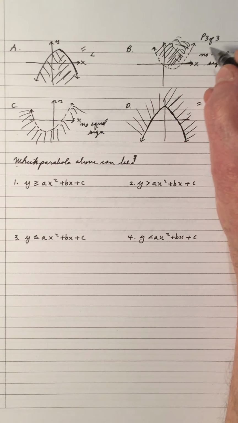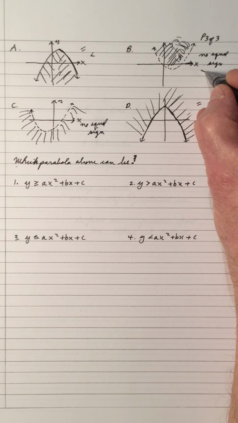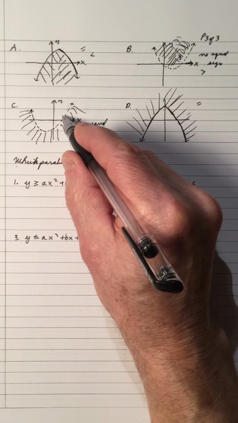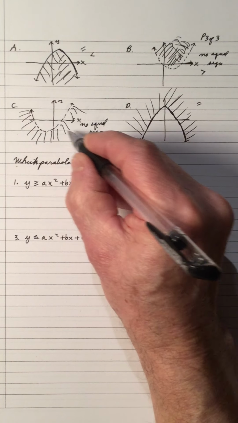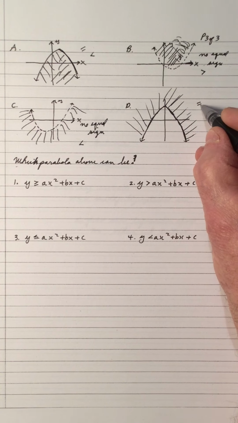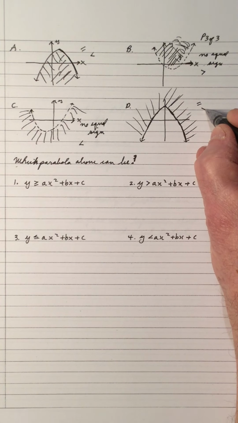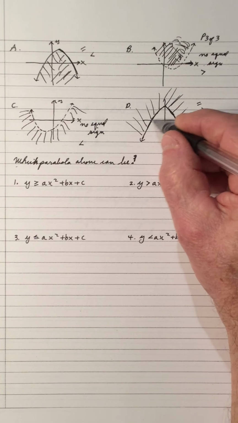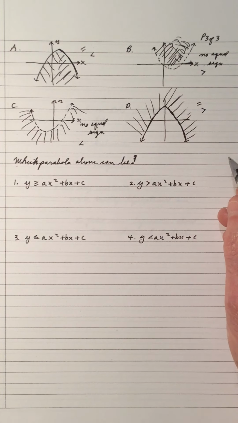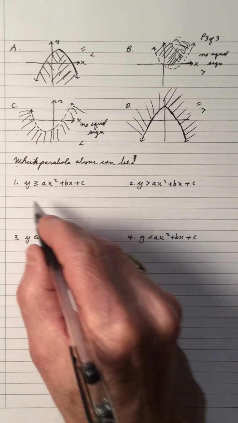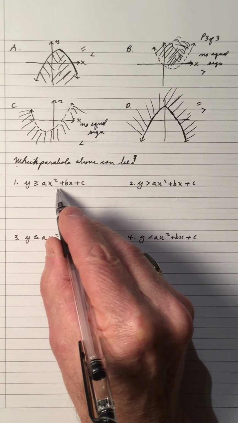This has no equal sign, but it's a greater than because it's above. And this has no equal sign, but it's a less than because it's below. And this one is an equal sign and greater than because it's above. Less than would be in here. Greater than is out here. So which parabola can be number 1?